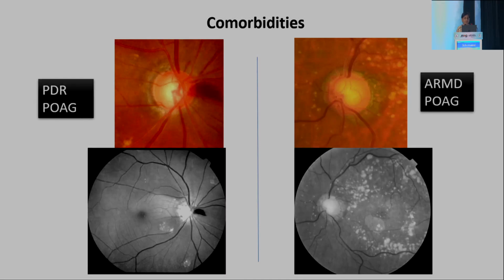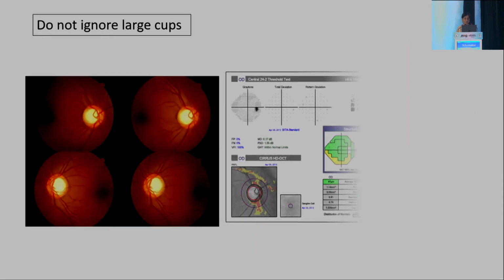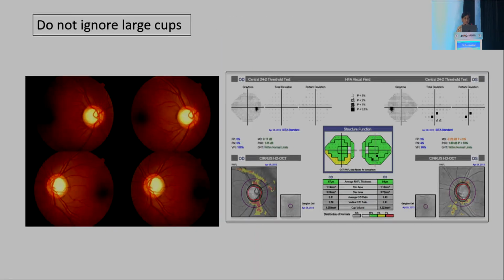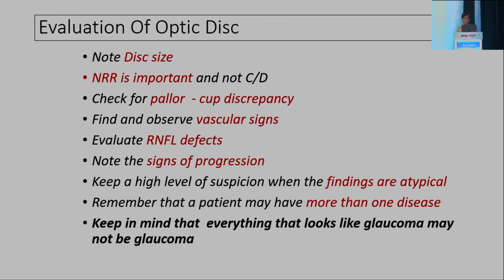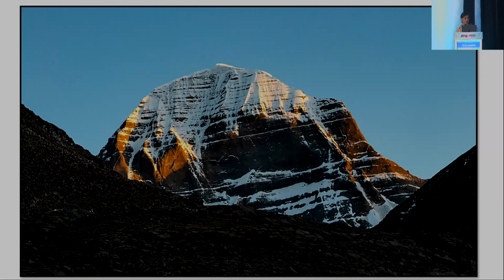Always remember there can be comorbidities like PDR or ARMD because they are all elderly patients. Don't ignore large cups because they can be normal, can have advanced glaucoma, and can harbor something else, such as a neurological condition. So always note the disc size. NRR is important and not the CDR. Check for pallor-cup discrepancy. Find and observe vascular signs. Evaluate RNFL defects. Note the signs of progression. Keep a high level of suspicion when the findings are atypical. Remember that a patient may have more than one disease, and keep in mind that everything that looks like glaucoma may not be glaucoma.